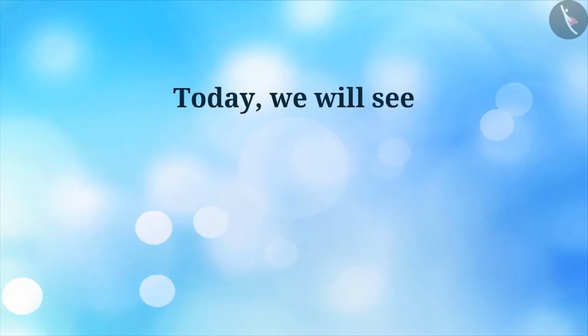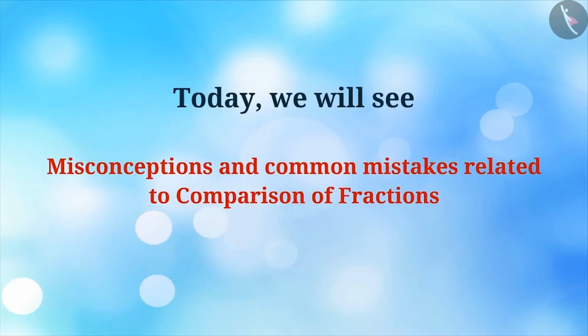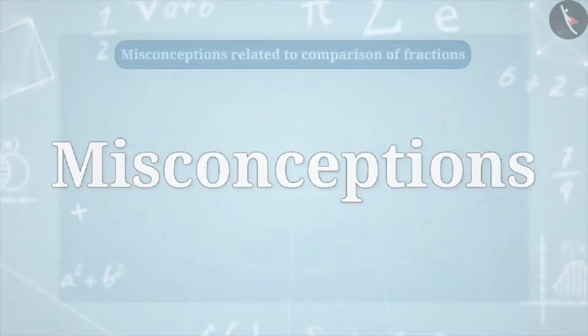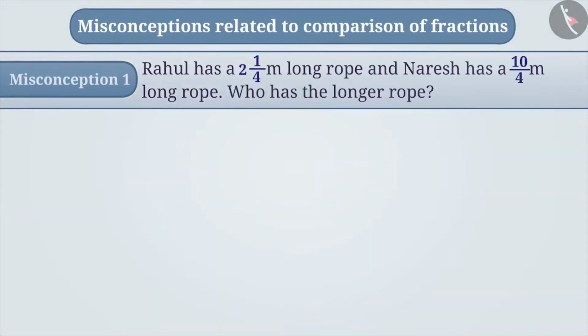Today, we will see some misconceptions and common mistakes related to the comparison of fractions. Misconception 1. Rahul has a 2 1/4 meter long rope and Naresh has a 10/4 meter long rope. Who has the longer rope?